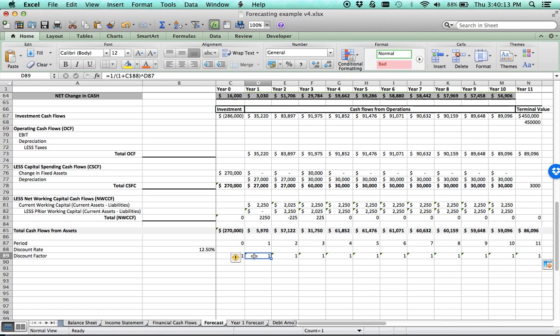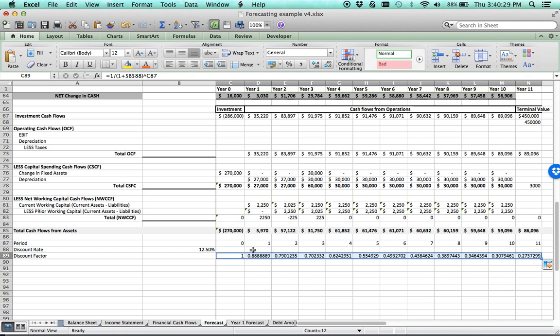Did something wrong there, didn't I? Let's see. I should have been putting the $ sign in front of the column because we're dragging to the right here. Sorry about that. Okay, so there's our discount.